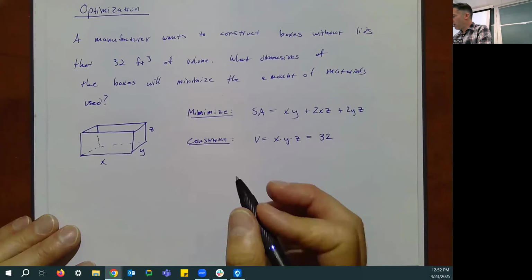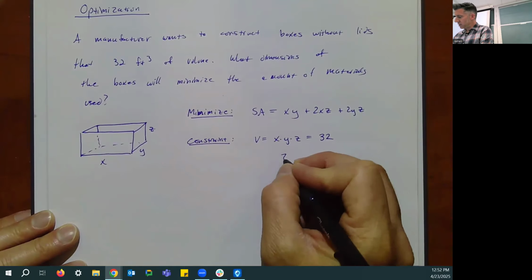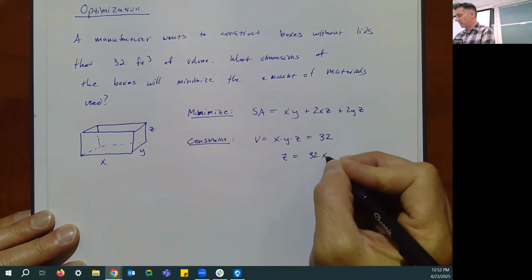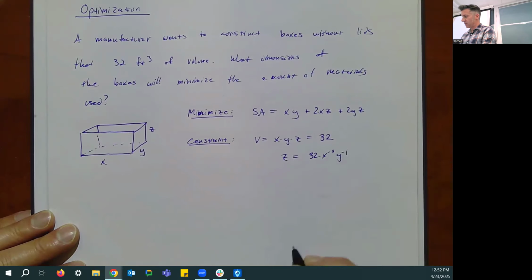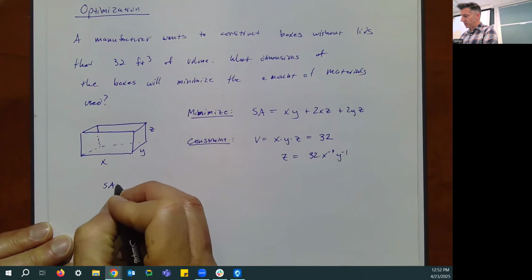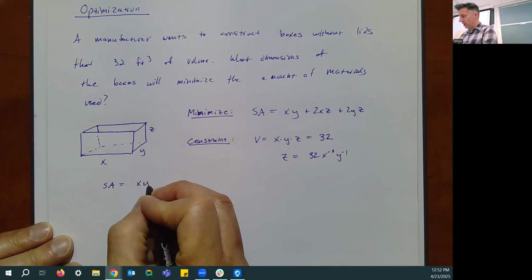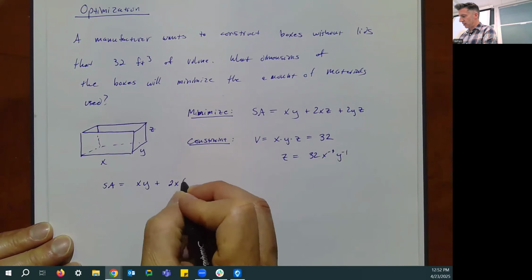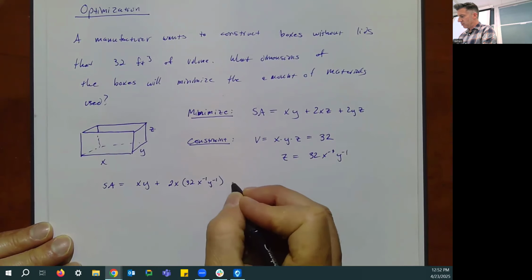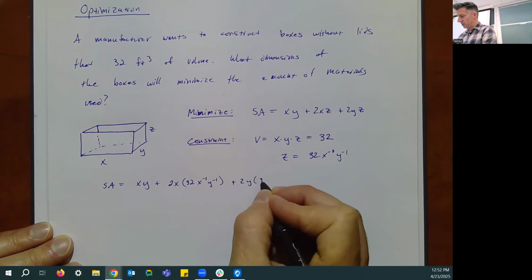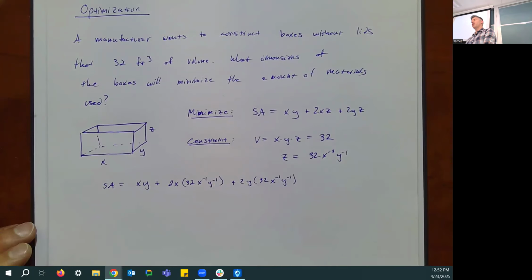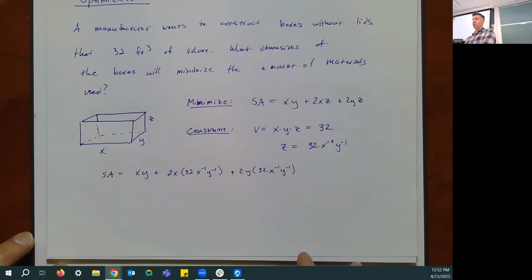So z is equal to 32 divided by xy or multiplied by x inverse y inverse. So then if we plug that into this equation up here, our surface area equation now is going to be x times y plus 2 times x times 32 x inverse y inverse plus 2 times y times 32 x inverse y inverse. It is always a good idea, always, to simplify this thing before we start taking partial derivatives.